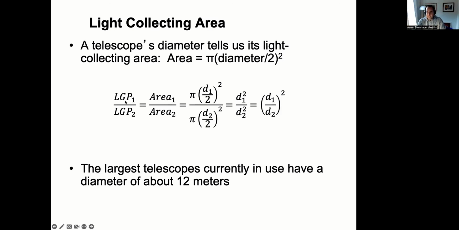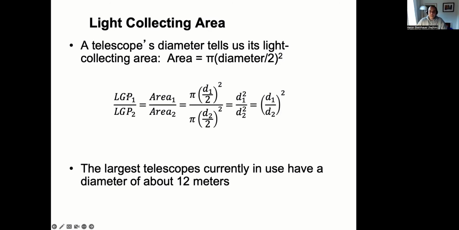We never think of the light gathering power of a single telescope, though, really. We always think about the light gathering power of a telescope in relationship to another telescope, right? So we're always doing a ratio, and we never have to think about just the light gathering power of a specific telescope. And that makes this formula a lot easier.